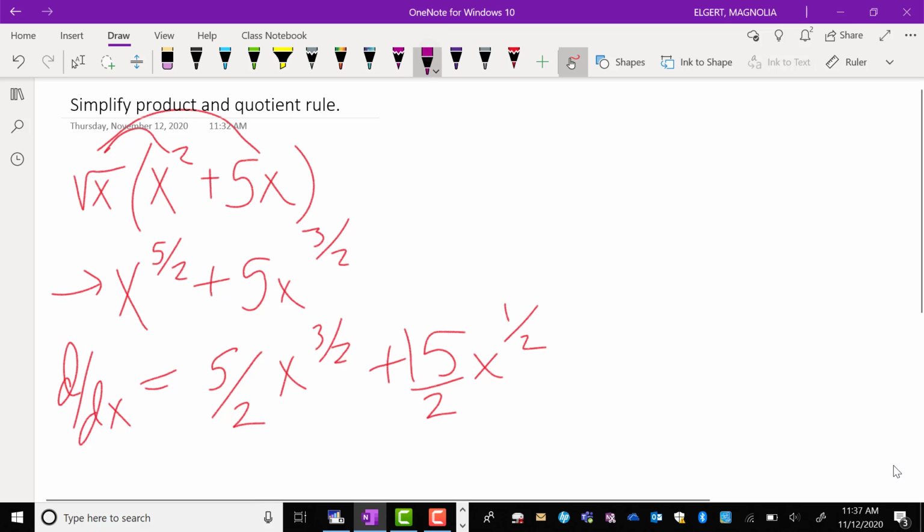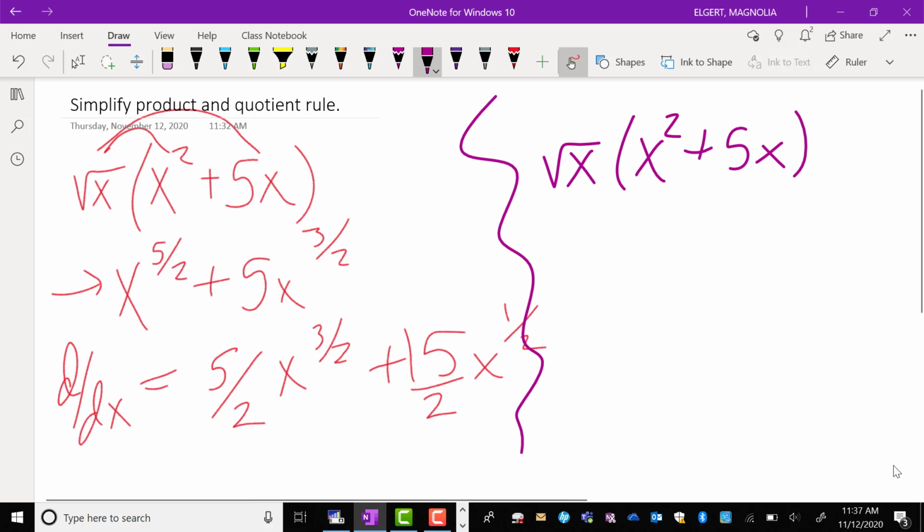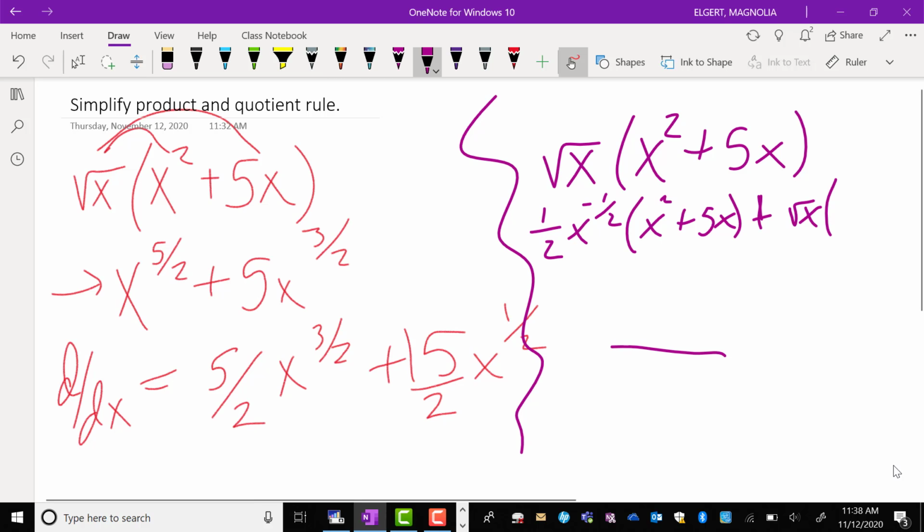The other way we can do that is if I have the square root of x times x squared plus 5x, I can use the product rule. So this one I did not use the product rule on this side. When I do that, the derivative of the first term is 1/2 x to the negative 1/2 times x squared plus 5x, plus the square root of x times the derivative, which would be 2x plus 5. And then you're going to simplify all of that by distributing and combining like terms.